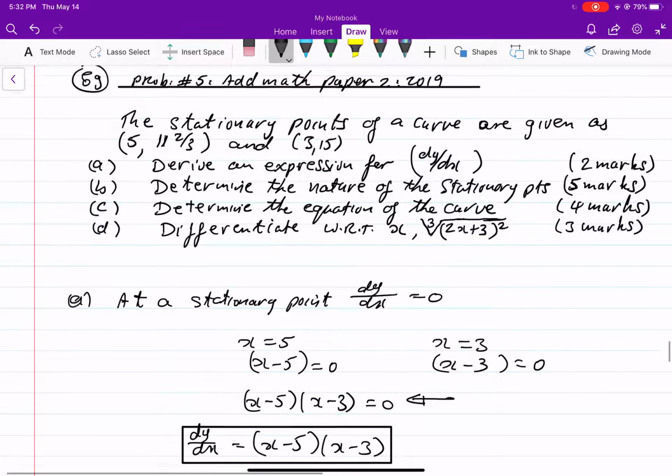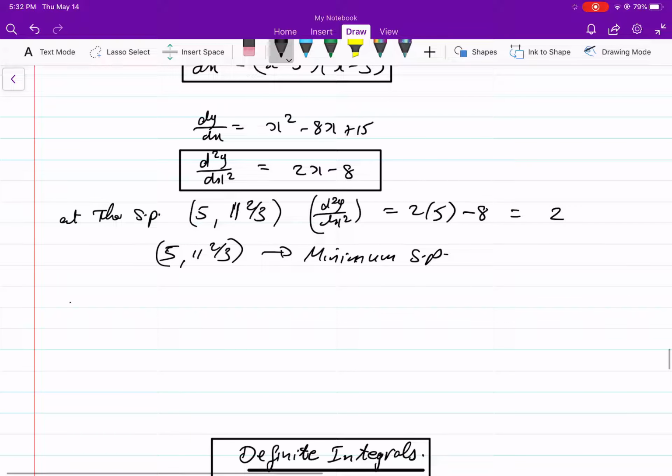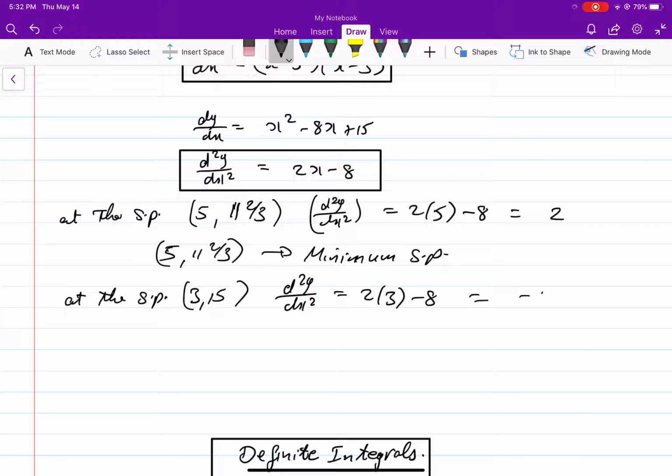Then we check the other stationary point, which is 3 and 15. At the stationary point 3, 15, d squared y upon dx squared. This time you plug in x equal 3 into the second derivative. 2 times 3 minus 8, 6 minus 8, which is minus 2. Since the second derivative is negative, then the point with coordinates 3, 15 is a maximum stationary point.